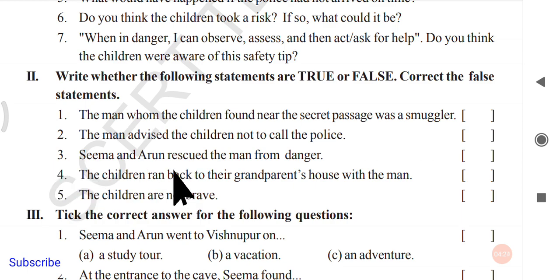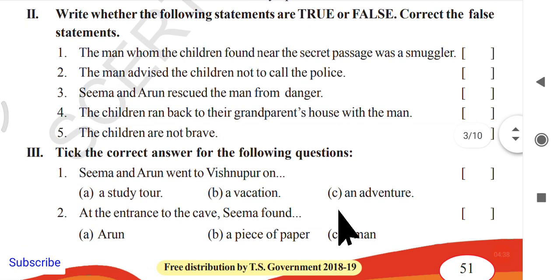Next, third one, Seema and Arun rescued the man from danger. Of course it is true, right? Next, the children ran back to their grandparents' house with the man. True. Next, the children are not brave. False. They are brave children.